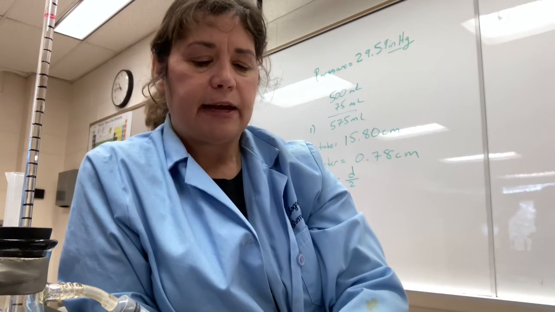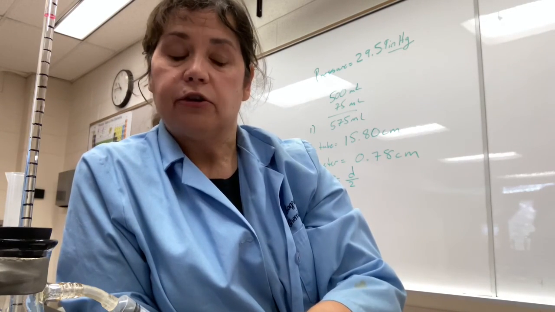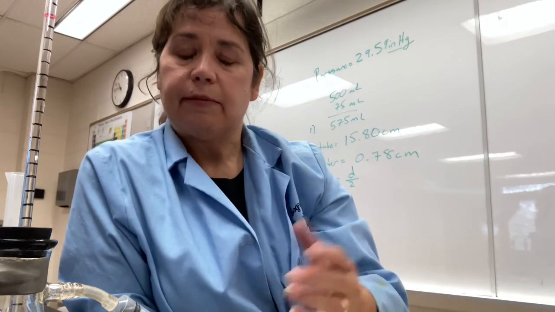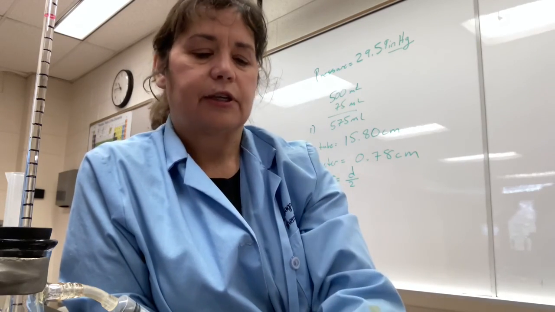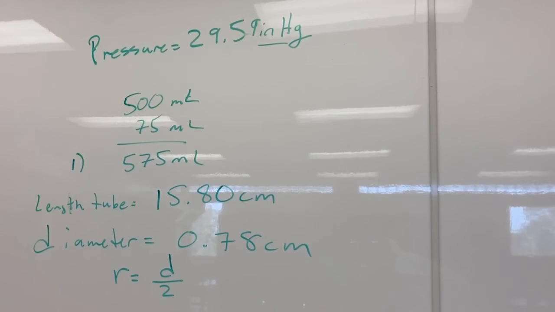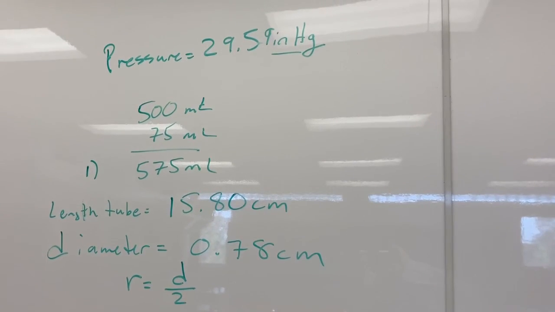So finish up the table, get your P times V values, and answer your post lab, and then you are all set with this experiment. And in case you had trouble reading the board from an angle, here is the data that was written on the board.